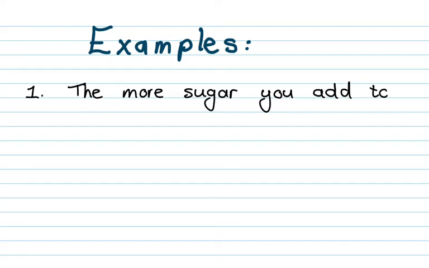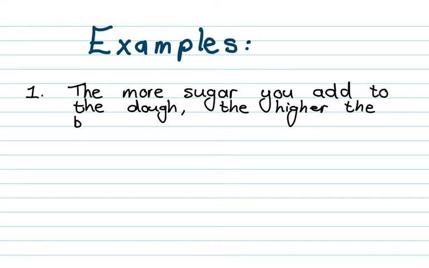Now on our first one it says, the more sugar you add to the dough, the higher the bread will rise. So can you see, it's a statement, it doesn't have a question mark or anything. We didn't use those keywords from the aim like to determine or to test. And you can see that cause and effect. Sugar is our cause, the bread's height will be our effect.